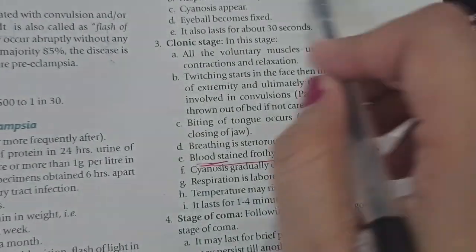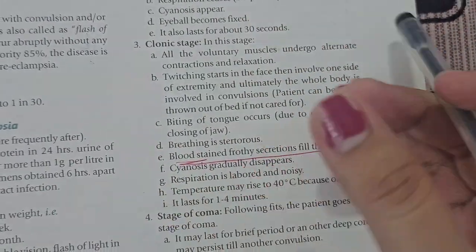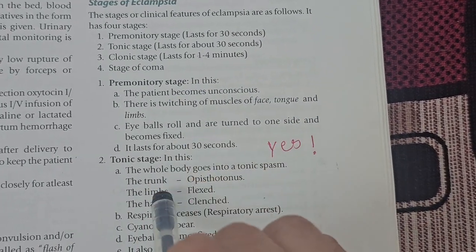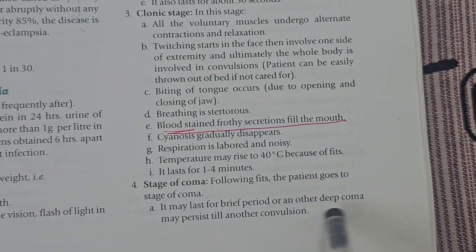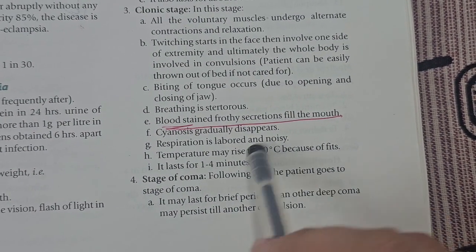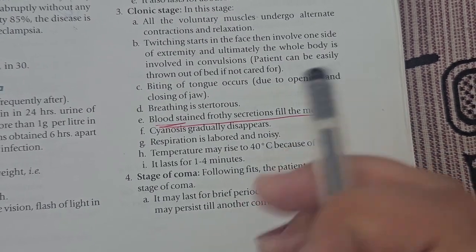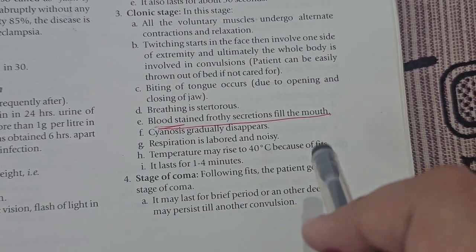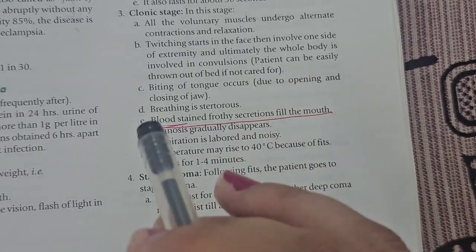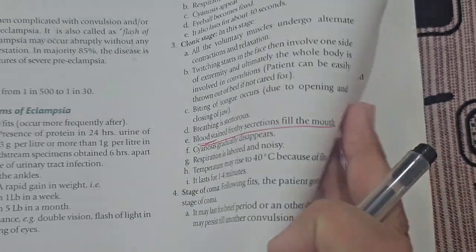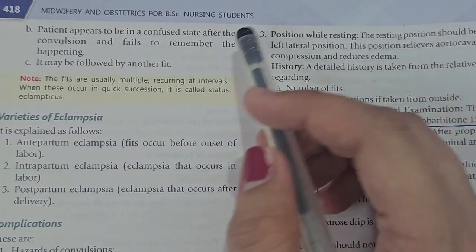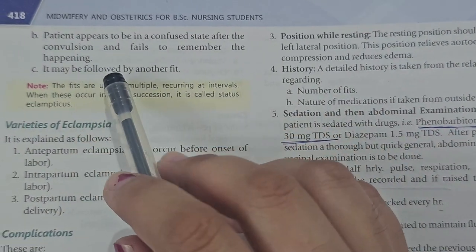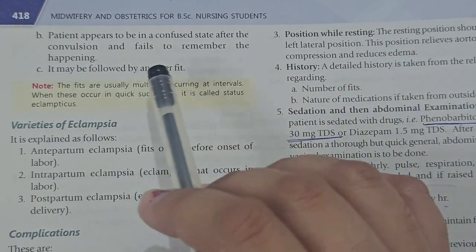Okay, this is the clonic stage. A brief period of fit or seizure happens. All things happen combined from the premonitory and tonic stages. So if it lasts a brief period and then a deep coma may persist till another convulsion, it means it will last until the next seizure or fits occur. Till then the person remains in coma. Then the patient appears to be in a confused state, as usual in the coma stage, after the convulsion and fails to remember the happening. It may be followed by another fit.